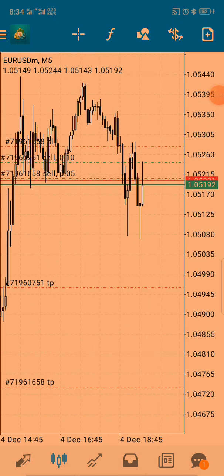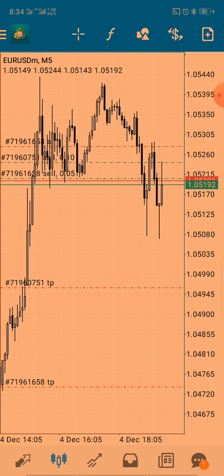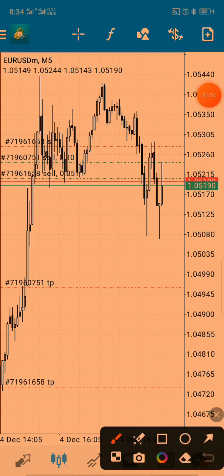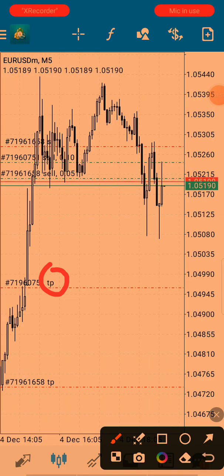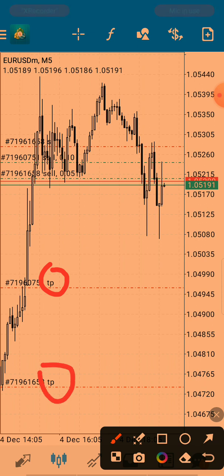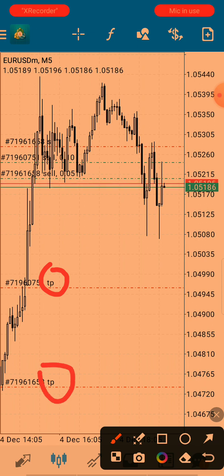So this is the MT4. You can see now I am in with two positions. One TP is here. Let me show you what I'm talking about. This is my MT4 now. You can see what they write here, TP. It means take profit. Right? That is my first TP. This is my second TP. Then you can see my stop loss, that red line up here. This is my stop loss on MT4. This is my live trade now.